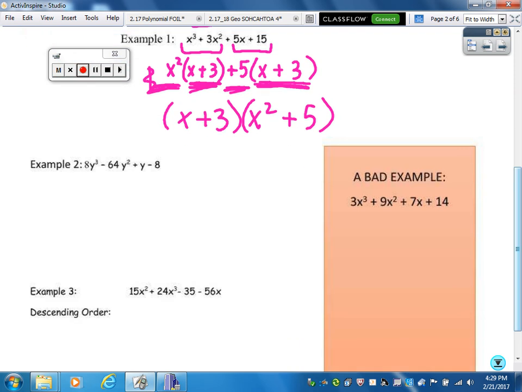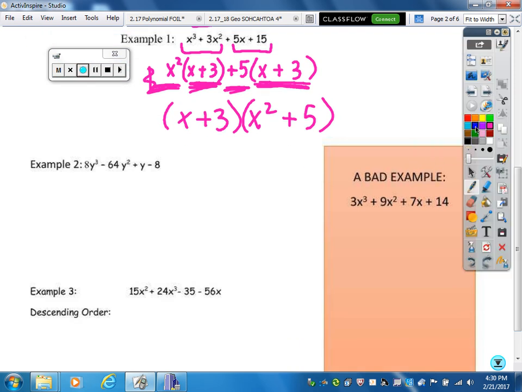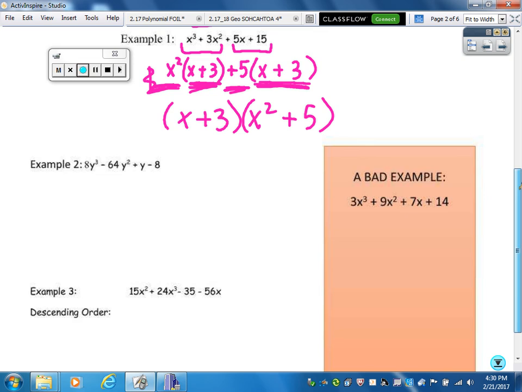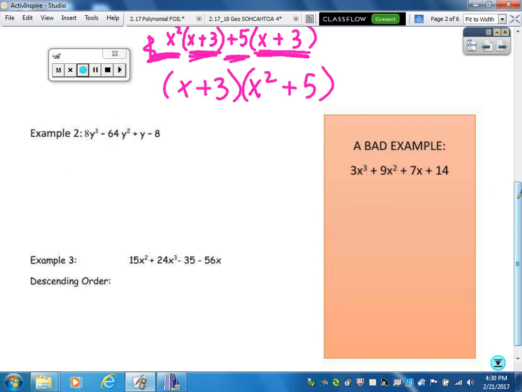Alright, let's try our next one here. This one has some negatives in it, just to make it a little harder. Don't worry though, I'm right here to help you out. So make sure that is in descending order. 3, 2, 1, none. So your exponents start high and go down. Now we're going to put the first two things together and the second two things together.